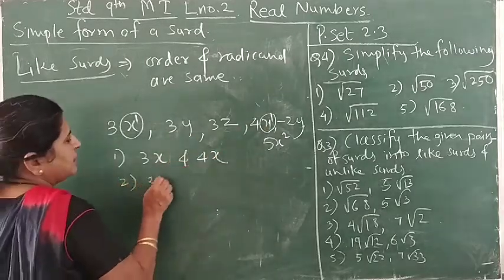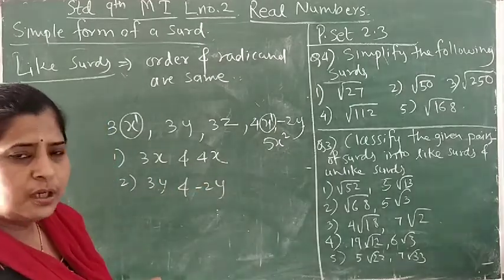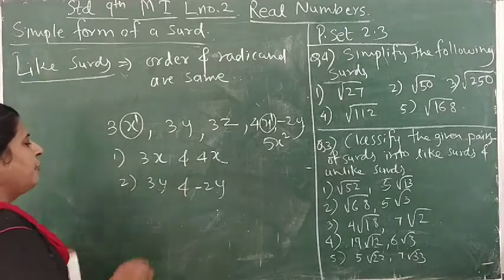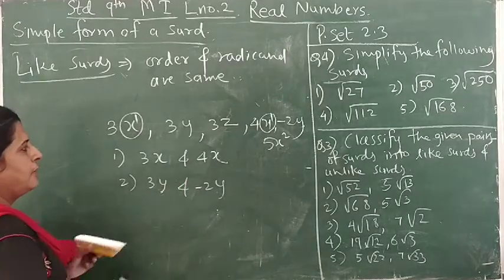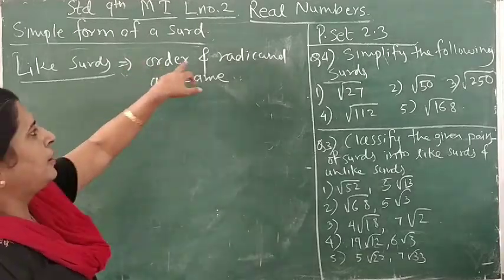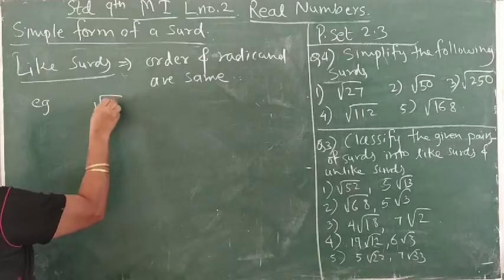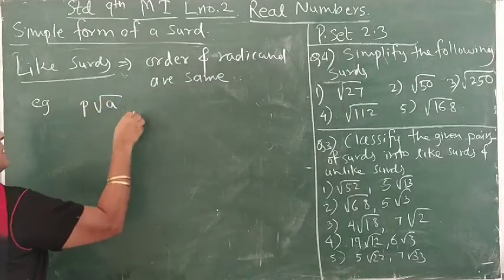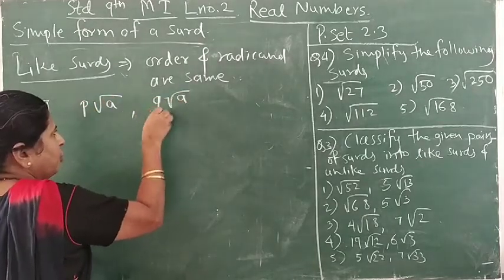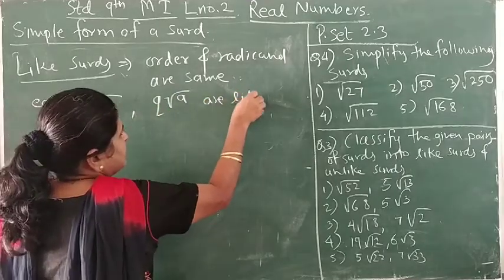Second pair we can have 3y and minus 2y. These are also like terms. So here what we do, we check the variable part along with its power. Like here in reduced form, we need to check the order and radicand. Means for example, if we have square root of a, say p times, and square root of a, say q times, then these two surds are going to be like surds.